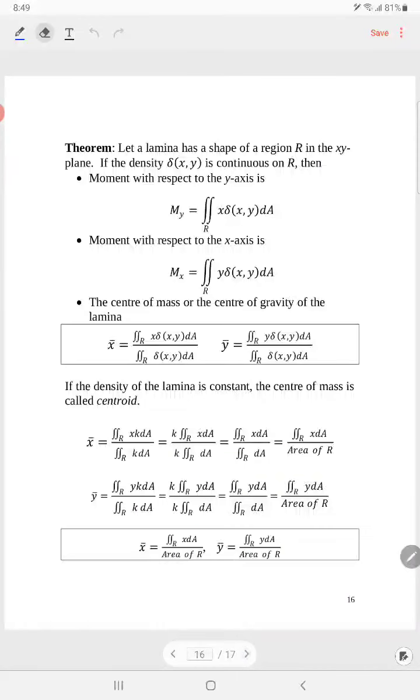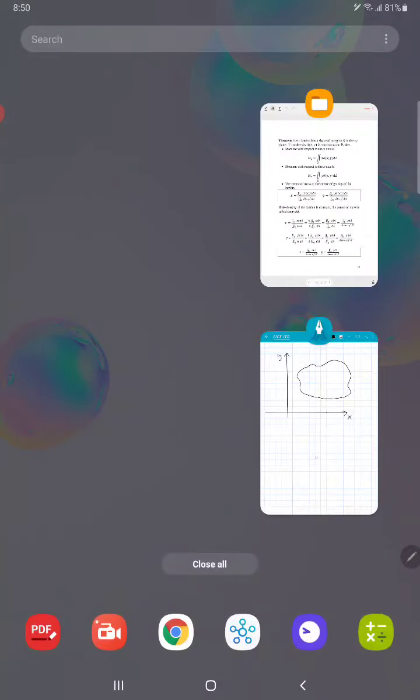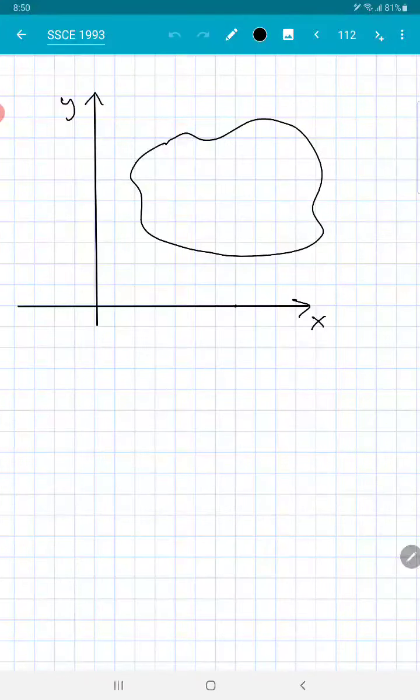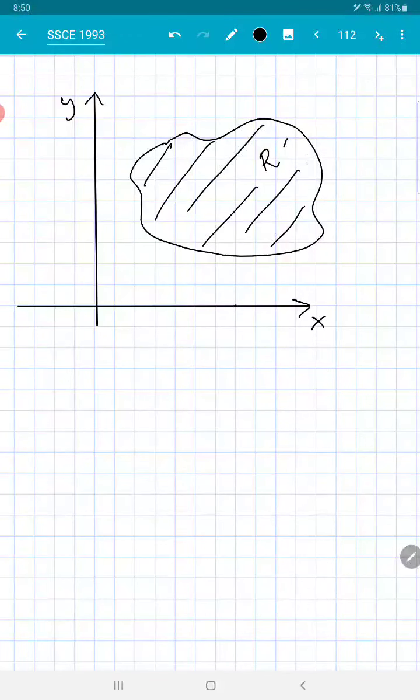Okay, now let's look at more formulas. Next is the center of mass or center of gravity of a lamina. Remember, your lamina is a two-dimensional object. So you have a region here, a region R. For the center of gravity, you have a point. Let's say this is the point x bar, y bar. So this is x bar, and this is y bar.